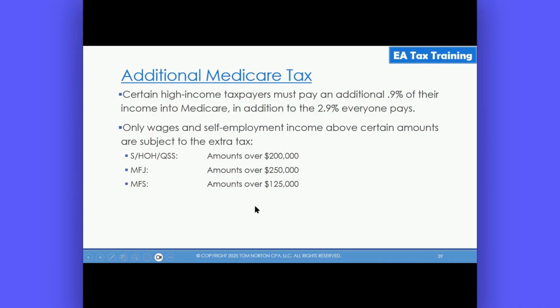This is not a phase in or phase out. This is a threshold amount. Either you have over $200,000 or you don't. If you have over $200,000, you pay the 0.9%. If you don't have over $200,000, you don't pay the 0.9%. Of course, that's for the people in these filing statuses. So these are threshold amounts, not phase out amounts.